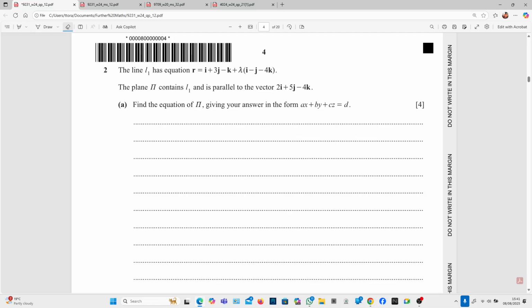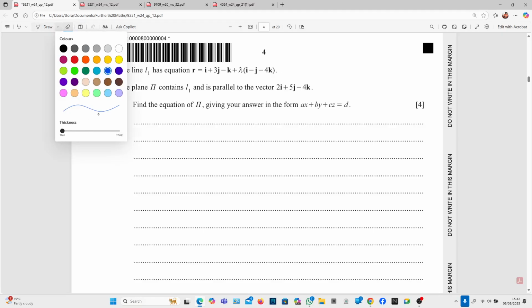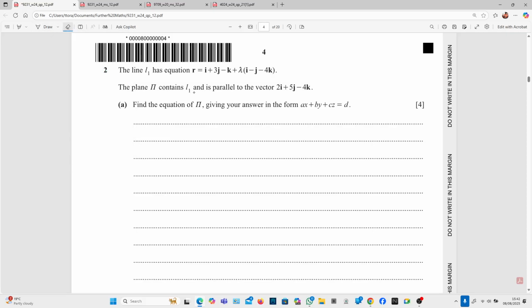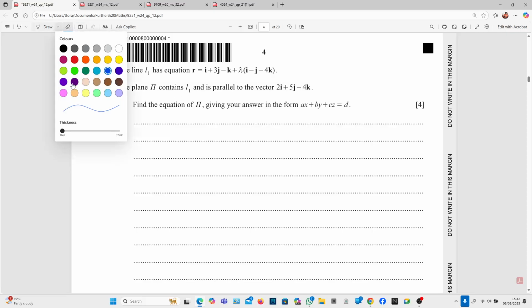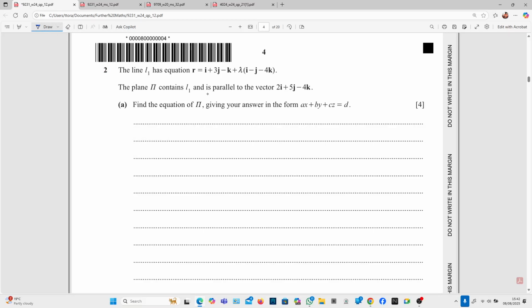Well, question number 2. The line L1 has equation r = i + 3j - k + λ(i - j - 4k), and the plane π contains the line L1. Of course, we also have that the plane is parallel to the vector 2i + 5j - 4k. So we need to find the equation of π, the plane, giving your answer in the form ax + by + cz = d.